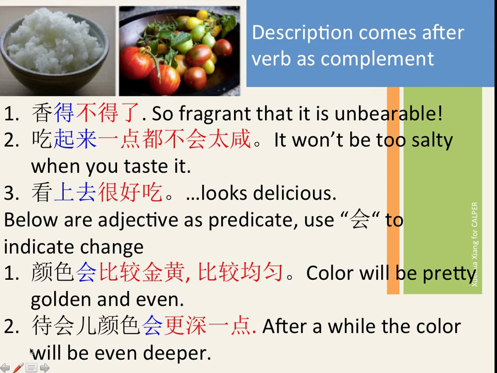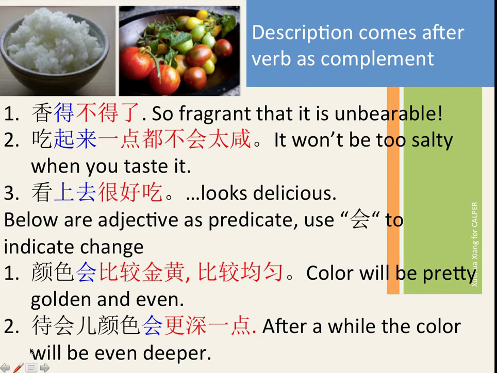Number 2, what if we want to say something tastes salty or won't taste salty? We have the verb taste, 吃, and the result complement, 吃起来, then the actual description. 一点儿都不会太咸. So when it tastes, it won't be salty at all, even if you put a lot of salt in it. 吃起来一点儿都不会太咸. Number 3, what if you want to say something looks really delicious? If you see your friend eating lunch, you can say, oh, 看上去很好吃. 看上去 look, upon looking, 很好吃. The actual description, very delicious.